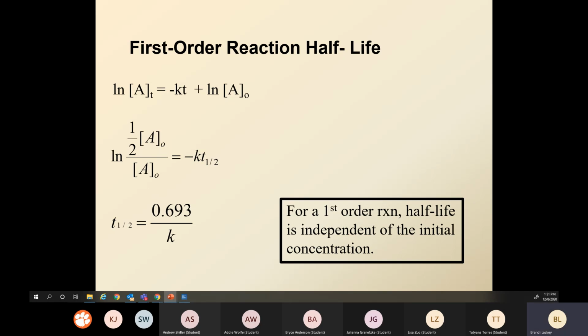So like I said, you're only going to have to do half-life for first order, and you're using that equation at the bottom, which is on the bottom of your reference sheet. So if you know the half-life, you can find the rate constant. You can find K. If you know K, you can find the half-life and go back and forth.